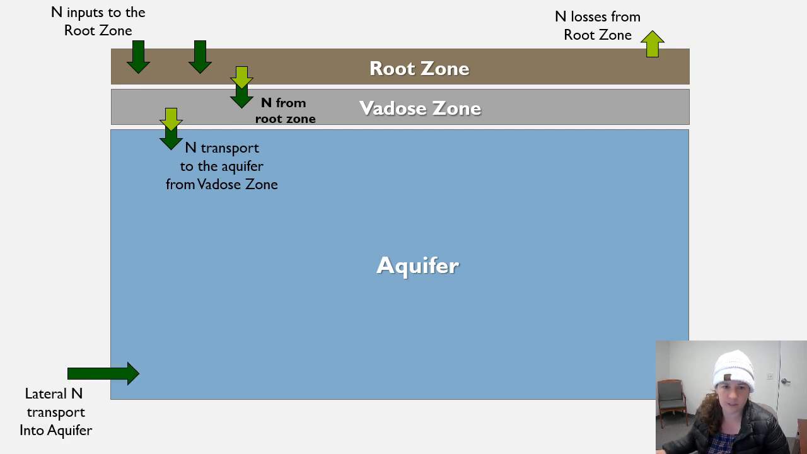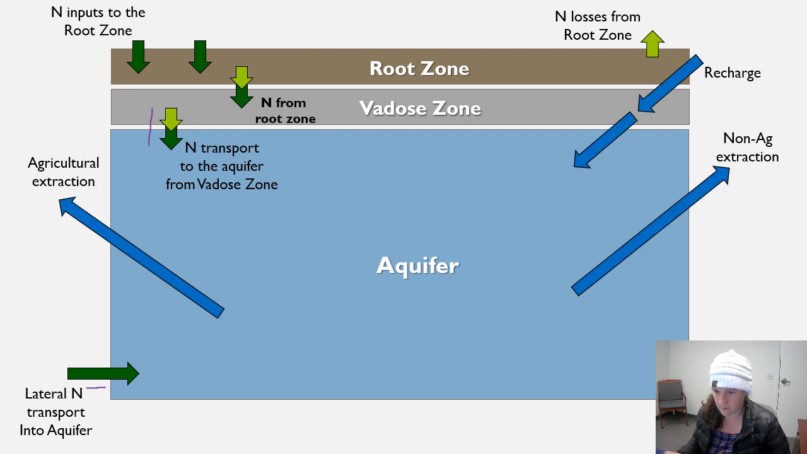So in addition to the nitrogen coming out of the vadose zone and into the aquifer, we've got lateral nitrogen transport into the aquifer. I think there's a lateral transport out. There it is. It's behind my video box there. And then we've got our recharge coming into the aquifer, and we've got non-ag extraction taking water out, and we've got agricultural extraction taking water out.